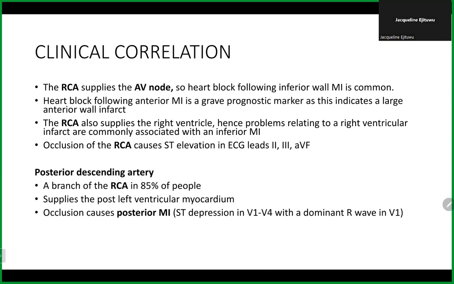So the posterior descending artery, which is usually a branch of the right coronary artery, in case of occlusion of the posterior descending artery, what we have is usually posterior wall myocardial infarction, which is represented as a dominant R wave in V1 and ST depression in V1 to V4 on ECG. It's just like the reciprocal of what you see in anterior wall MI. After turning the ECG, it will show features of anterior wall MI.